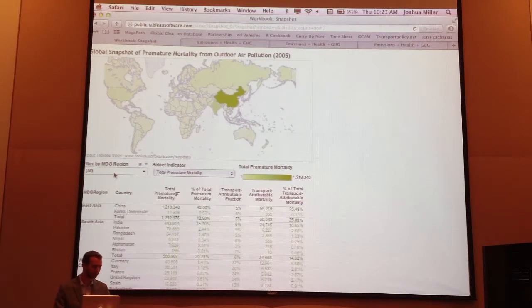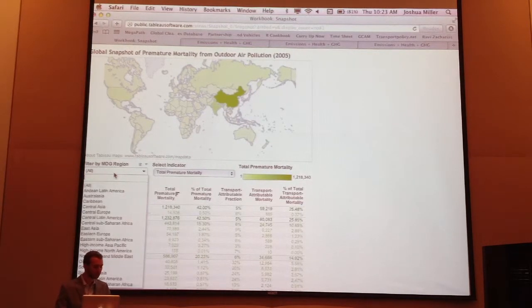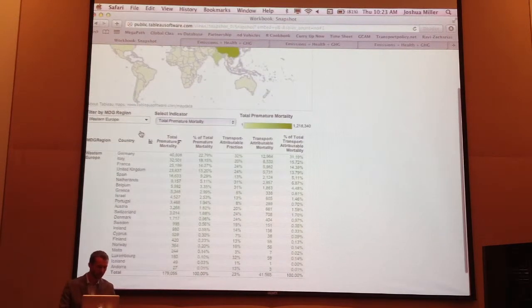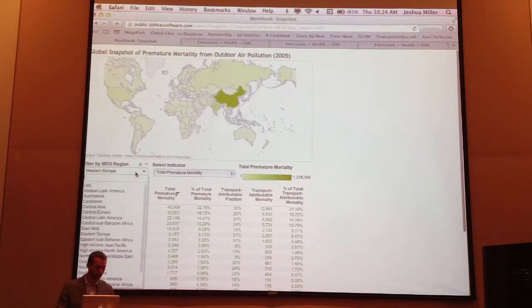So in this visualization, if you're familiar with Millennium Development Goals, they categorize regions by level of socioeconomic development and also location. So for example, we could look at Western Europe and see the various countries and see each of the variables, both the three variables that I mentioned, here, here, and here, and also the share of the total in the region. So we could see that Germany in 2005 had over 40,000 total deaths from outdoor air pollution. 13,000 of those were transport attributable, so actually nearly a third were related to the transport sector. We can see the progression by country.